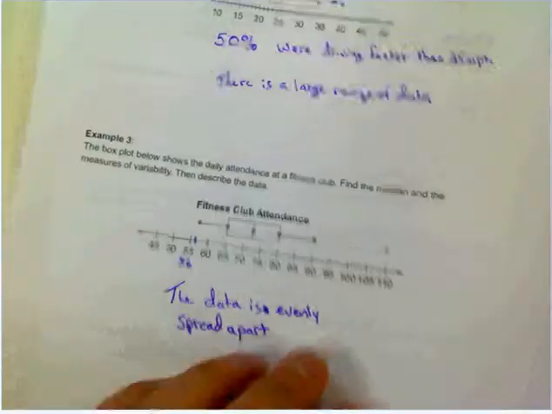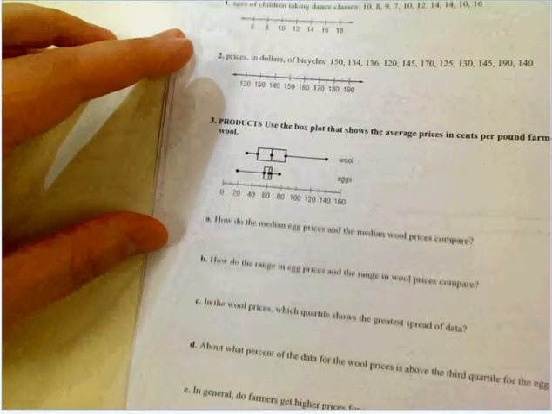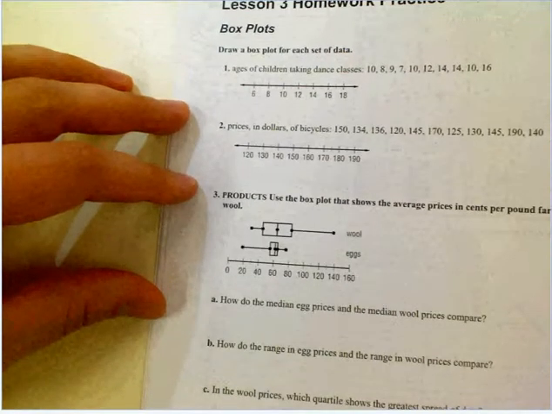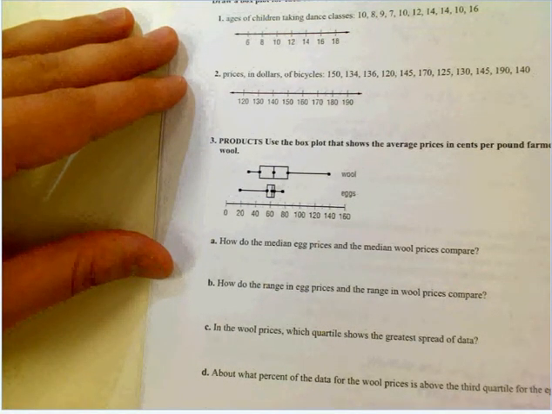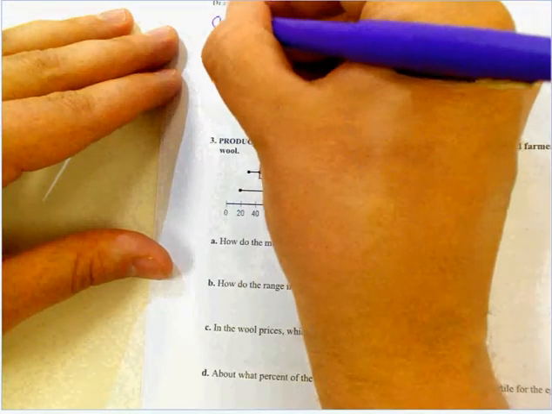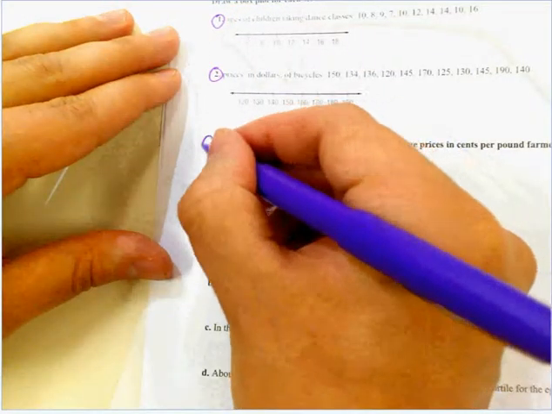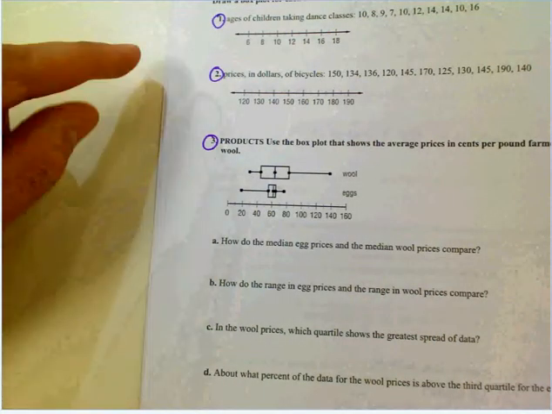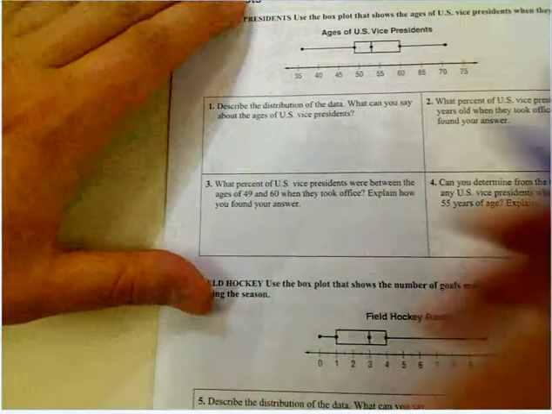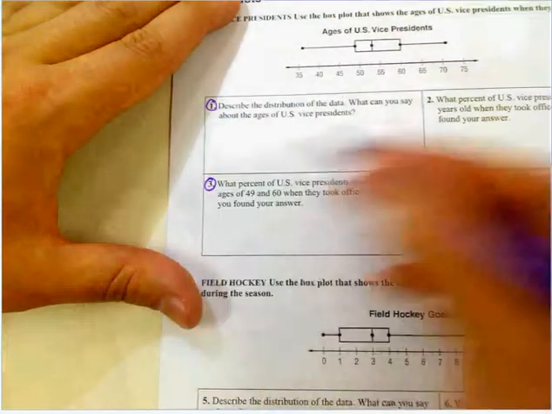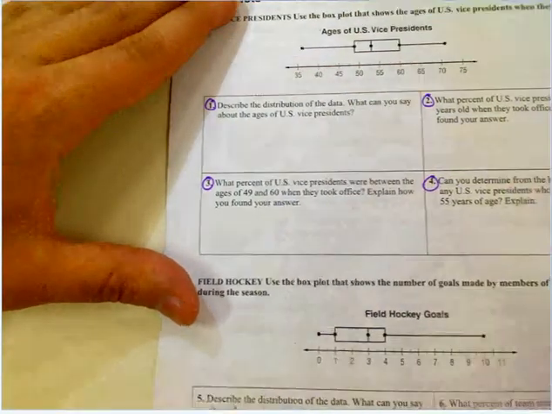Now, for homework, you need to complete 1, 2, and 3 from your homework practice. So that's the whole page, all the way through A through E. And then questions 1 through 4 on the problem-solving practice.